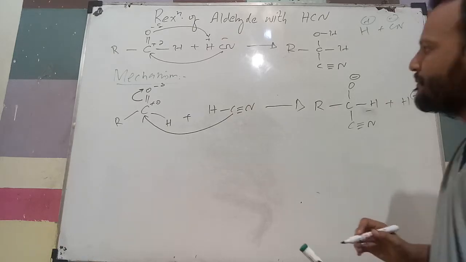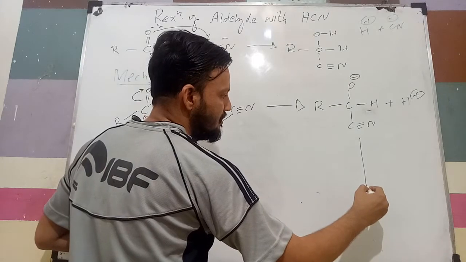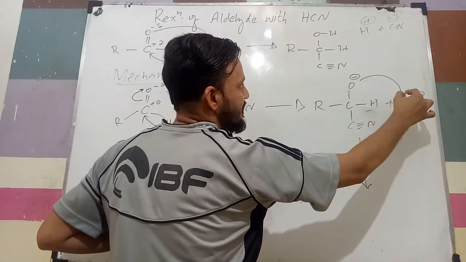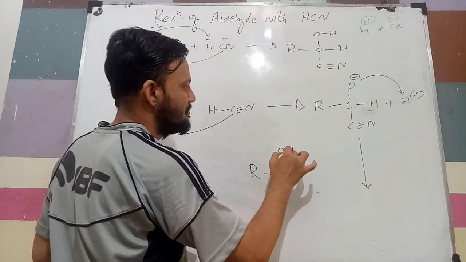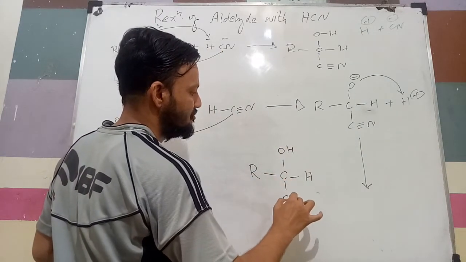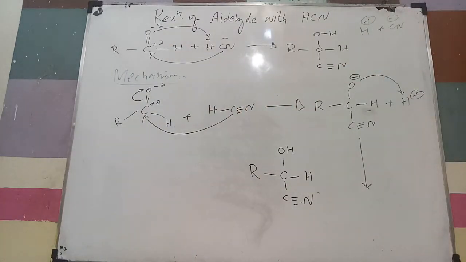Now the second step: these two will recombine, this negative will take this hydrogen. Very simple mechanism. R as it is, C, it becomes OH, H as it is, C triple bond N. This is the mechanism of addition of HCN to aldehydes, right?